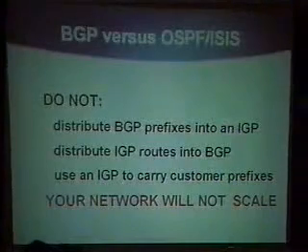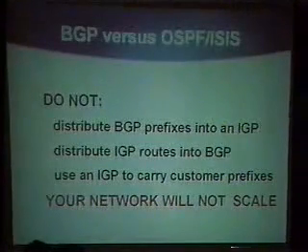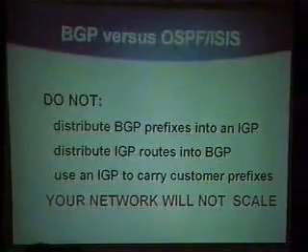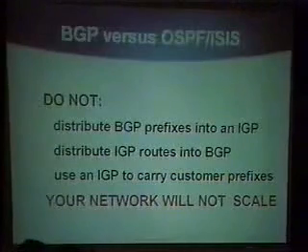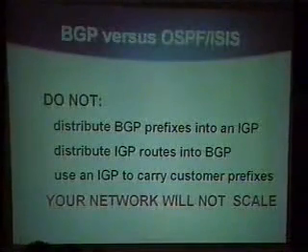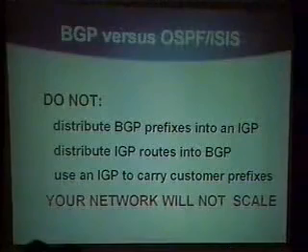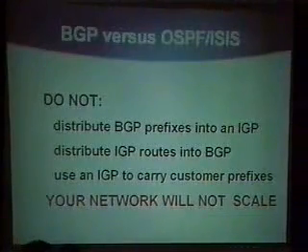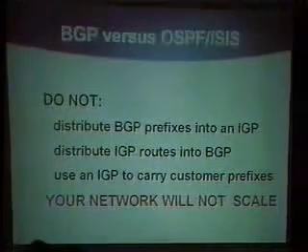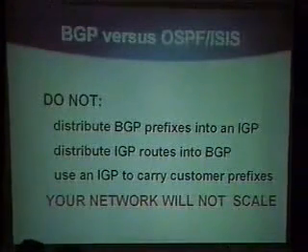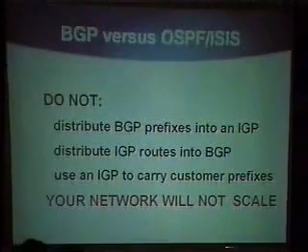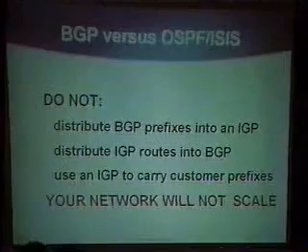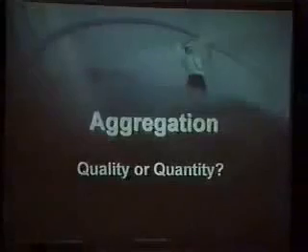Don't use an IGP to carry customer prefixes. I've fixed 6 networks now who are doing the 12,000 prefixes in OSPF thing. And it doesn't work very well. Basically, the last one I did, if it had a link breakage, it would take about 5 minutes to find the next alternative path. Right? And that is not a very reliable network. Okay? Basic thing is your network will not scale if you do this.